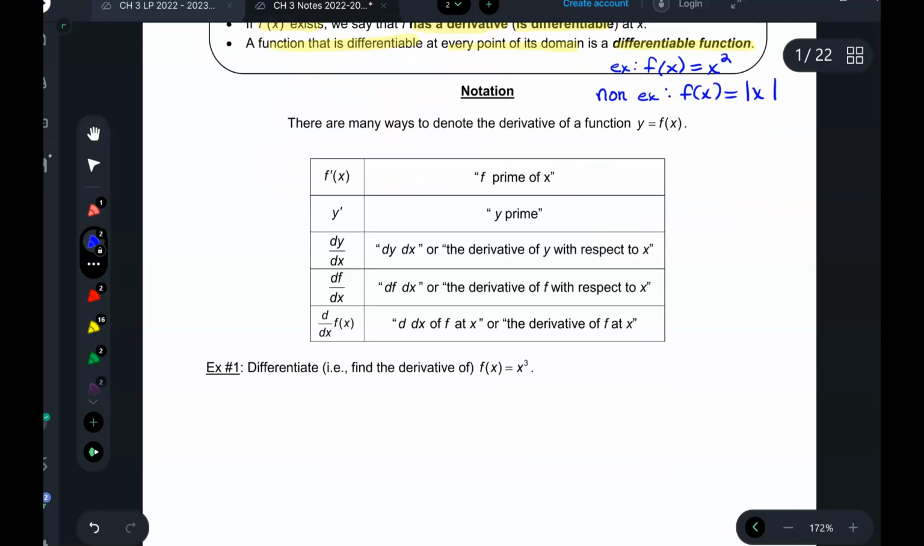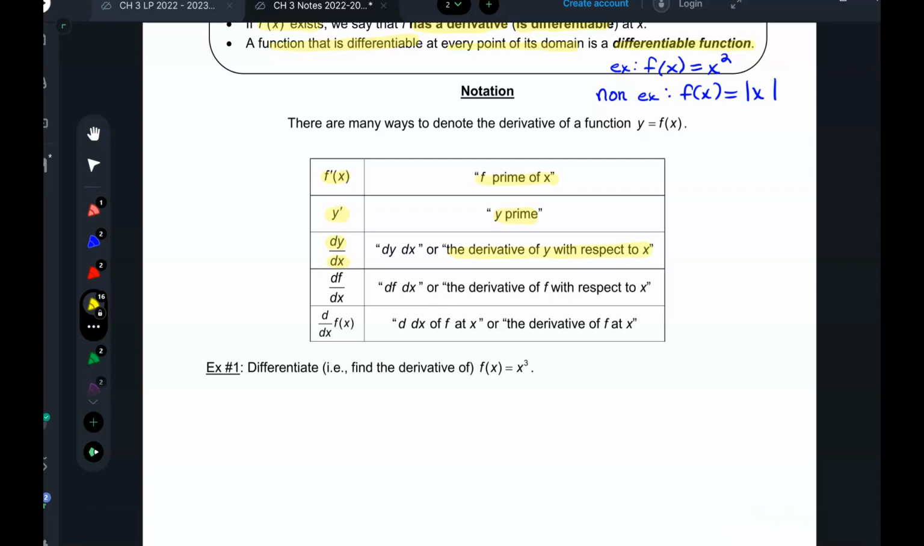Okay. All right, let's look at some notation. I just introduced you to f prime of x. That's one form to describe it. If I just give you y equals x squared, we can just write y prime. Then we have some other notation. We'll see dy dx. This means the derivative of y with respect to x.